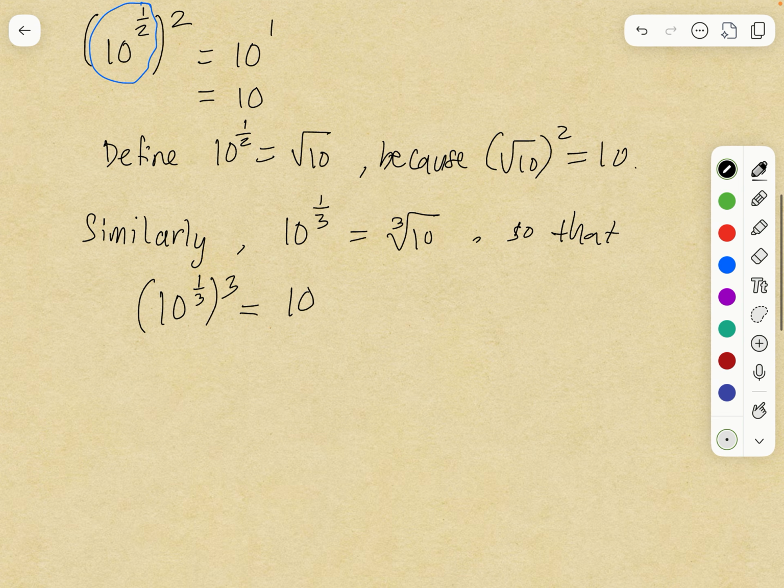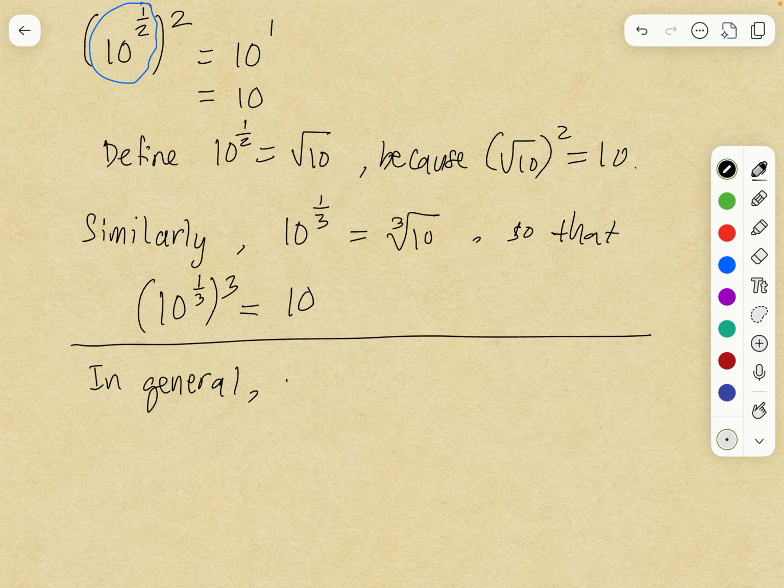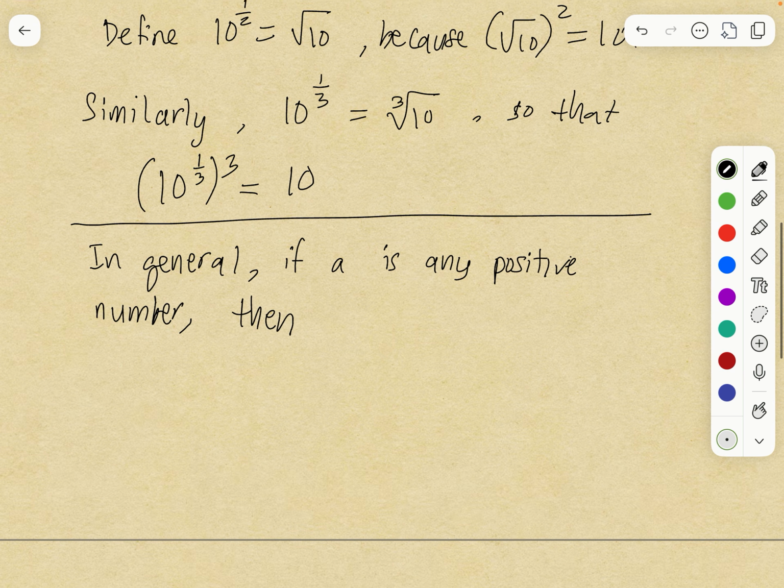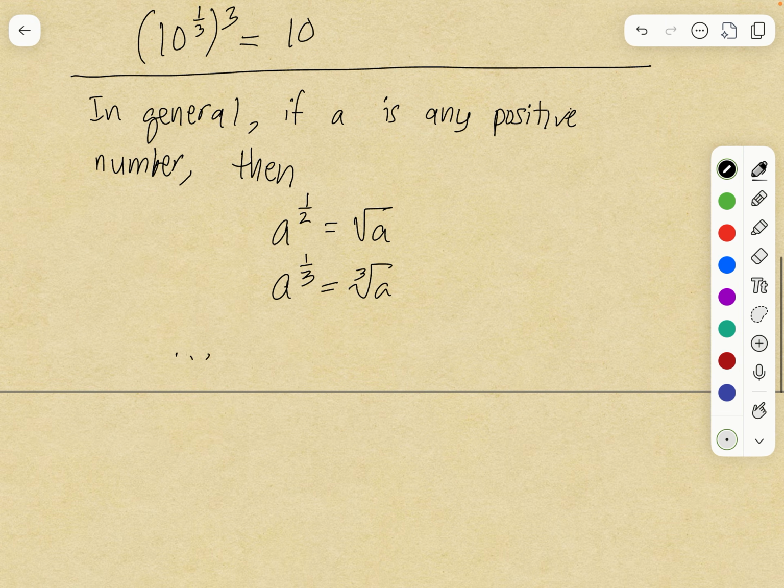So in general, if a is any positive number, then a to the 1/2 power is equal to the square root of a, a to the 1/3 power is the cube root of a, and in general, a to the 1/n is defined to be the nth root of a. That is the positive number whose nth power is equal to a.